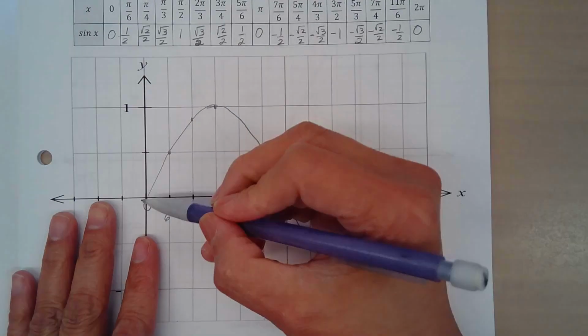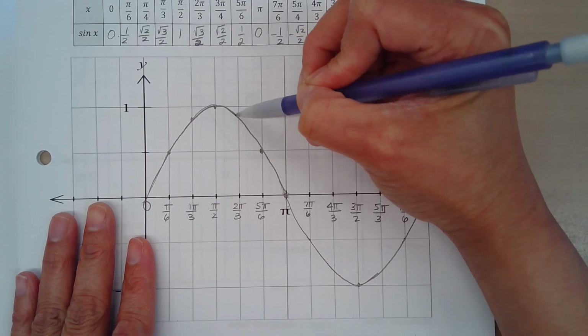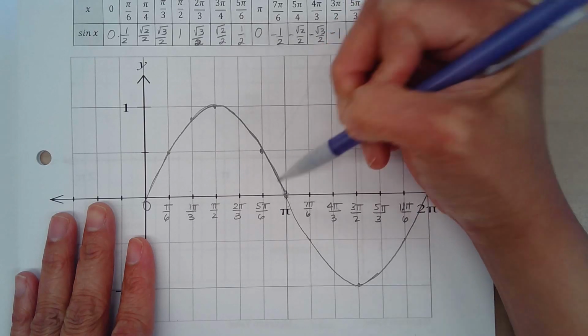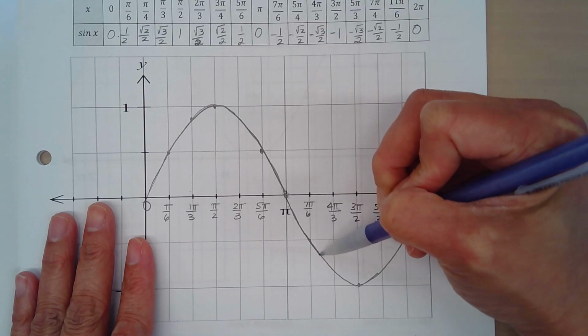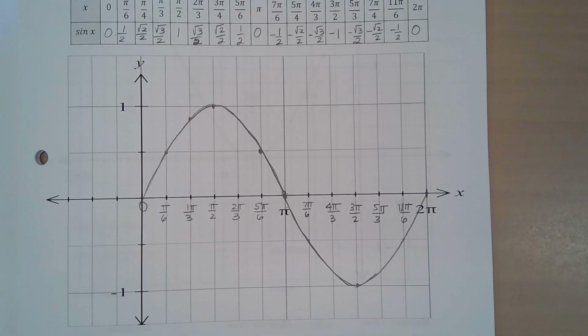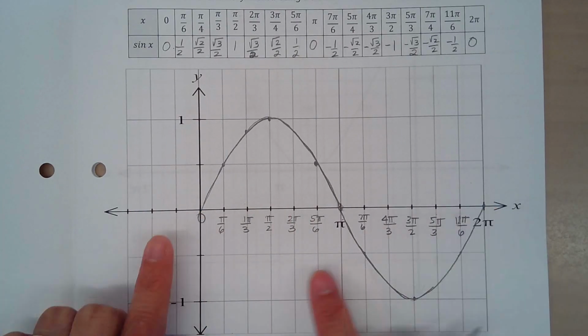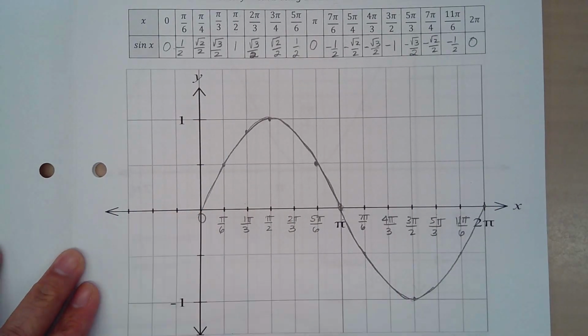So now, you know how you memorized what a parabola looks like? This one you're going to memorize what the sine graph looks like. So this is a graph from 0 to 2 pi. What about the negative?